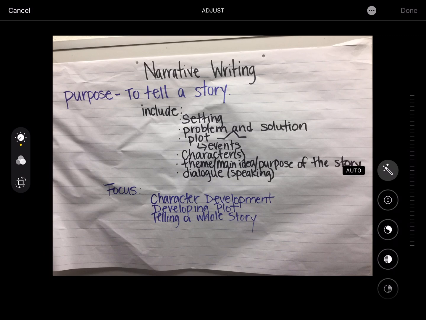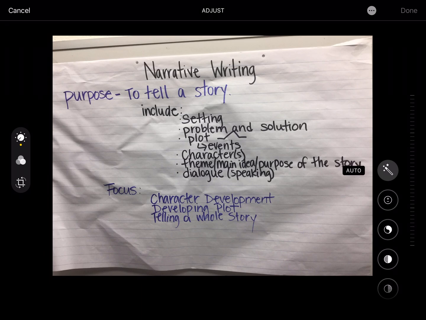So what do you include when you retell something? You include characters, setting, events, problem, solution. Those are the same things that you include in your retell because it is what makes the story. So when you're writing a story, it only makes sense to add those things to your story. So the events are part of the plot.